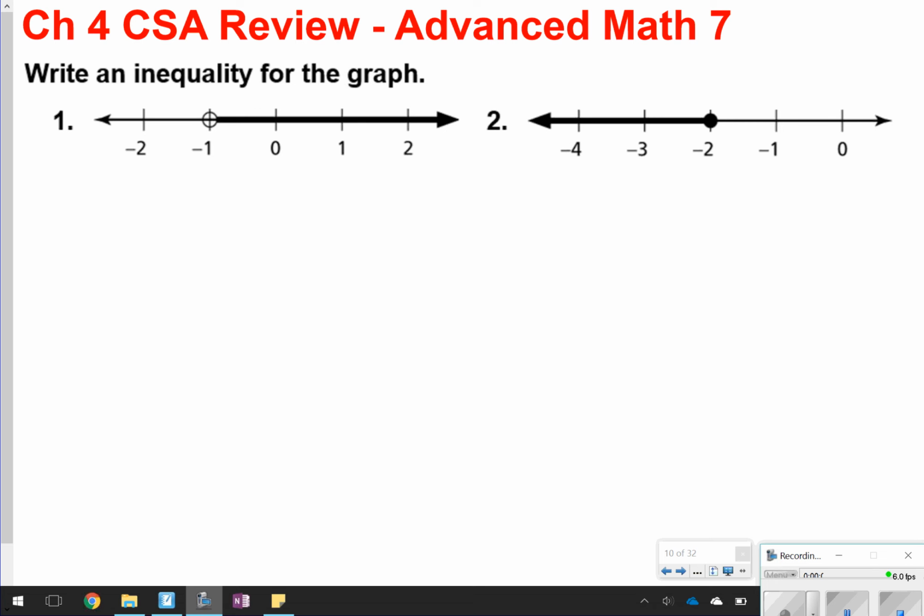This is going to be your Chapter 4 Advanced Math 7 test review. So let's go ahead and get started. Number 1 is going to be a greater than. So x is greater than -1. Number 2 is going to be x is less than or equal to -2.